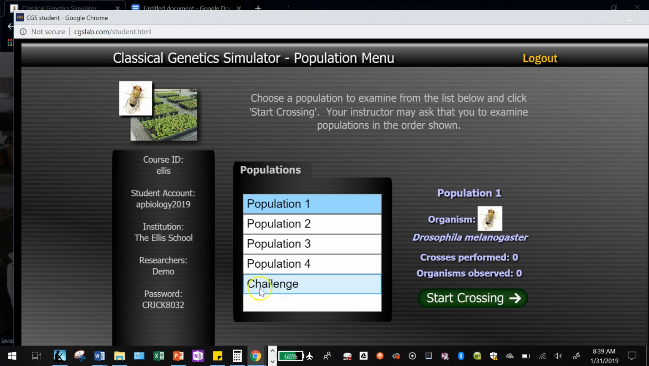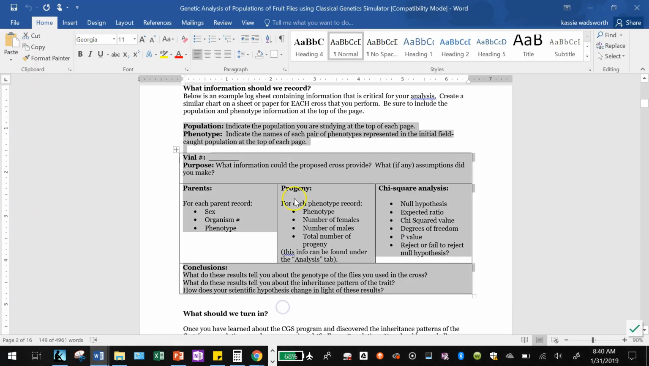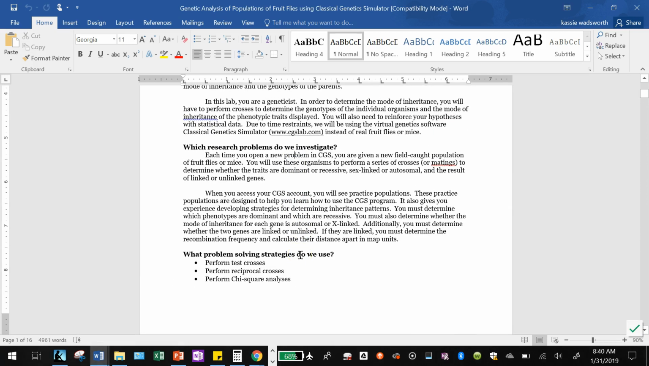Keep in mind, as you're working on this activity, I gave you this handout in class. Your goal is to determine which phenotypes are dominant or recessive, and you want to determine if the gene is autosomal or X-linked. If you find that you have 2 autosomal genes in the trait that you're looking at, you will also need to determine if the genes are linked or unlinked. I will give you a hint. Population 4 has linked genes, so please make sure you look into that a little bit to see if you can figure it out. And if they are linked, you want to determine your recombinant frequency and try to figure out how far apart they would be on the same chromosome.